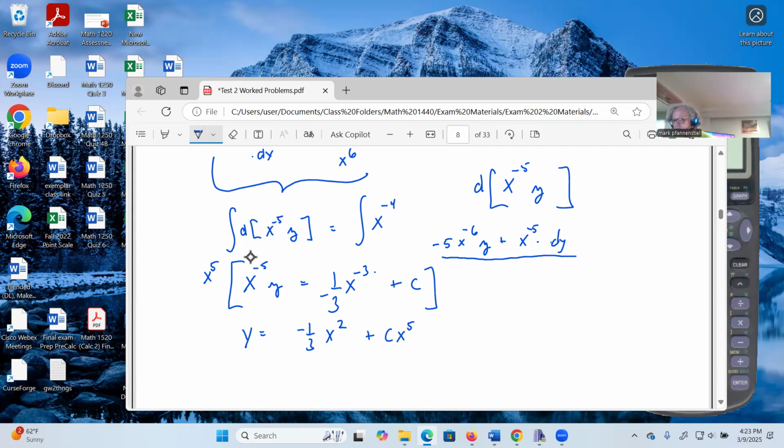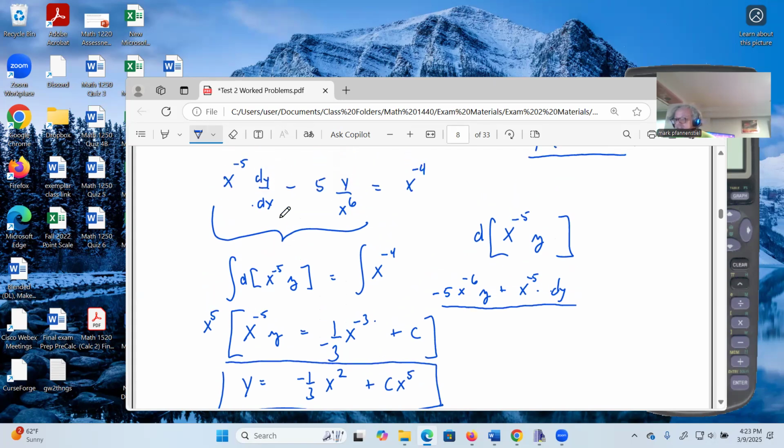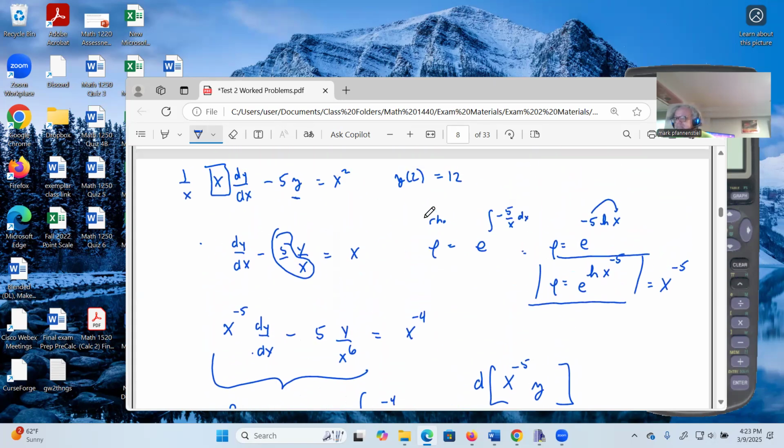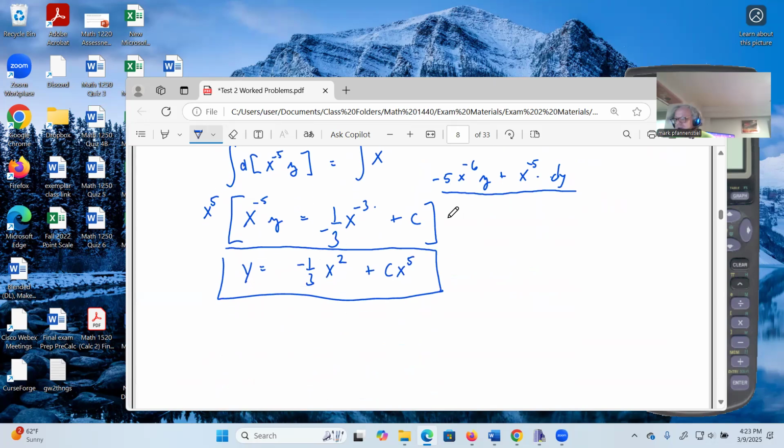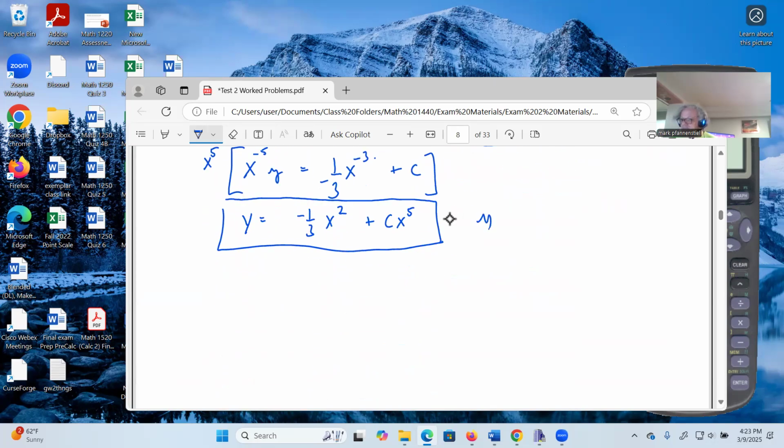All right, now we're almost done. We have an initial condition on this problem. Our initial condition says something like y of 2 is equal to 12. So that means when x is 2, this whole function is equal to 12. So we're just going to say this is 12 equals negative 1/3, and we're going to put in 2 squared here, plus c times 2 to the 5th power.